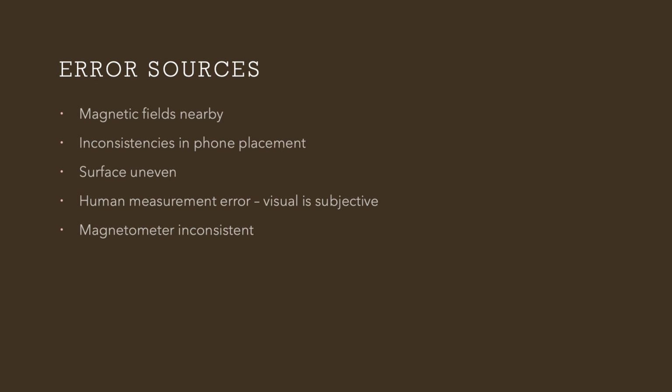Some sources of error include human error, such as magnetic fields nearby due to electronics, inconsistencies in phone placement, an uneven surface on which the phone was placed, and then the visual for where something is measured is subjective, and sometimes the magnetometer would be inconsistent with its measurements.